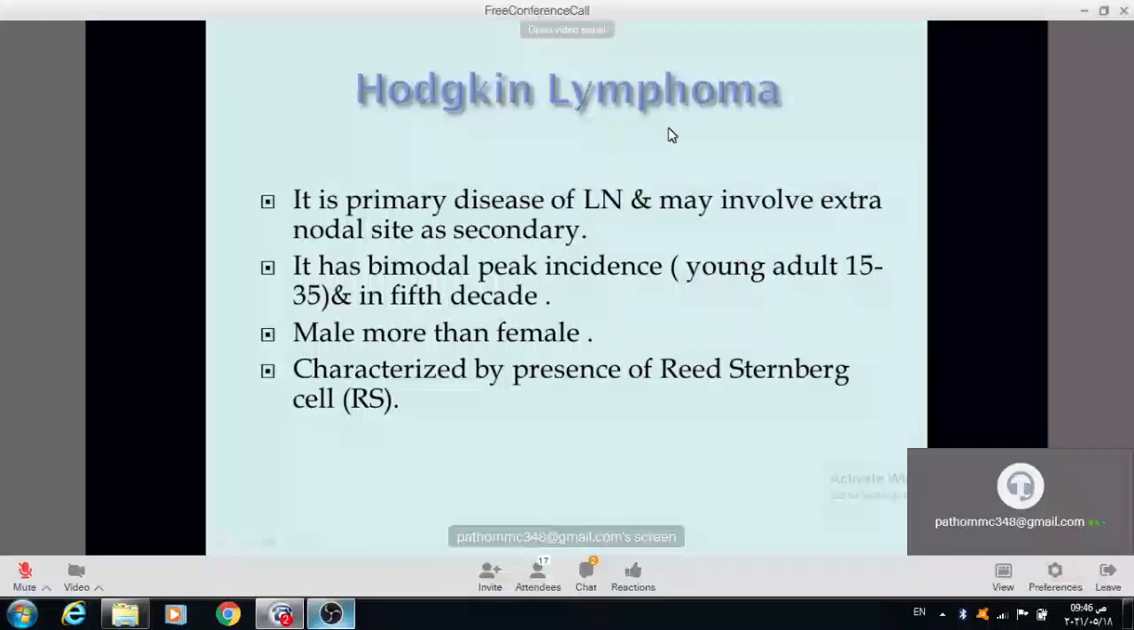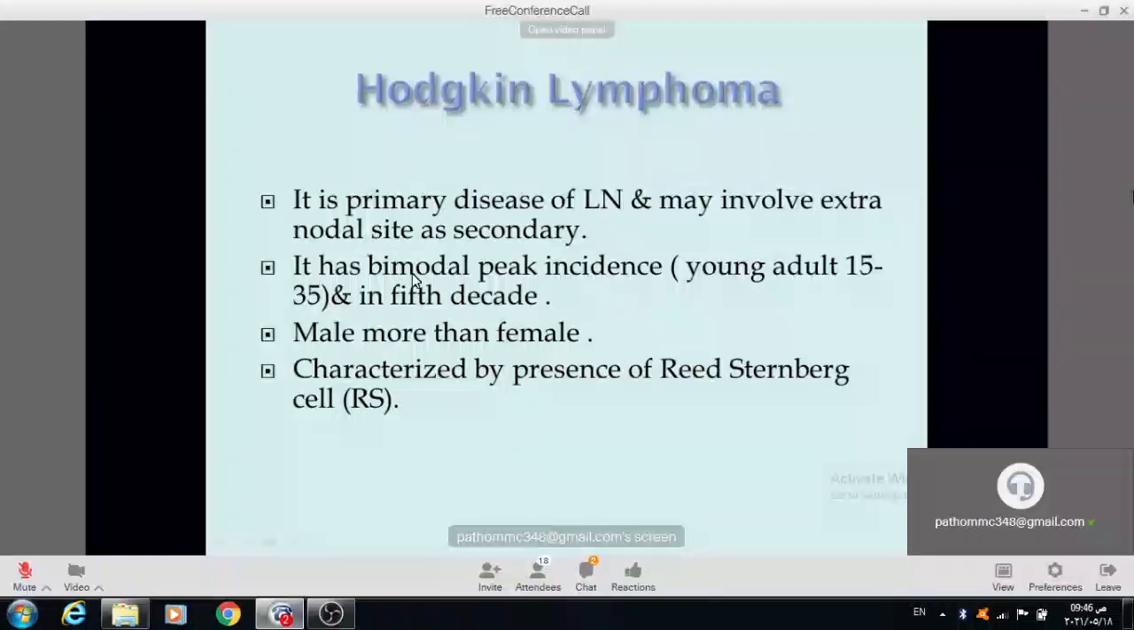It is called the Hodgkin lymphoma, and it is named Hodgkin because of the scientist that first described this type of lymphoma, Sir Thomas Hodgkin. So it is called Hodgkin according to his name. It is a primary neoplasm of the lymph node, and it may also involve extranodal sites as a secondary presentation. This type of lymphoma is a disease of the lymph node. It is a malignant neoplasm of the lymph node, and it may also involve extranodal sites when it spreads to other organs.